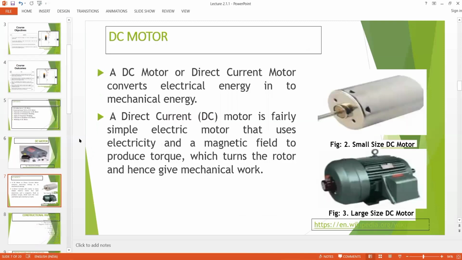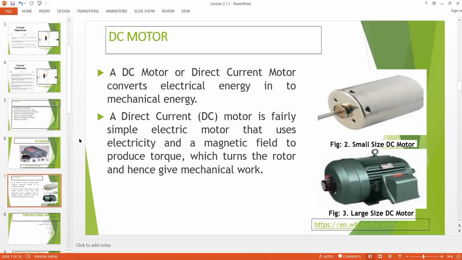As I said, a DC motor converts electrical energy into mechanical energy, and this question is asked in many interviews, and it needs to be clear. So a DC motor is basically converting electrical energy to mechanical energy, and what does it use? It uses electricity and a magnetic field. Please understand, it uses electricity and a magnetic field. The magnetic field would be generated because we are using permanent magnets.